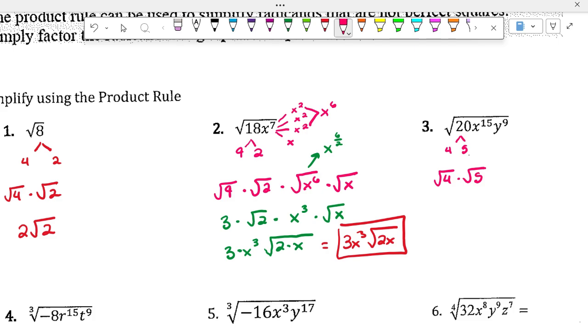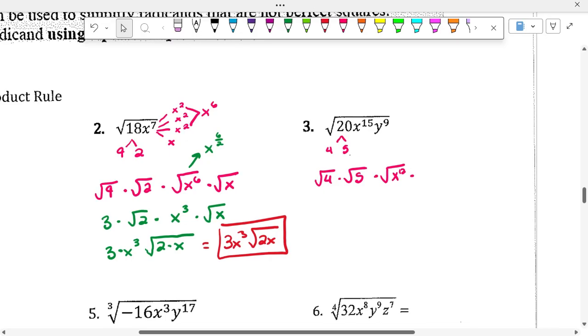How many groups of 2 can I get out of x to the 15th? 6. So in other words, it would be x raised to the what power if I get 6 groups of 2? What's 6 times 2, guys? 12. So this would be x to the 12th. How many's left over? 3.